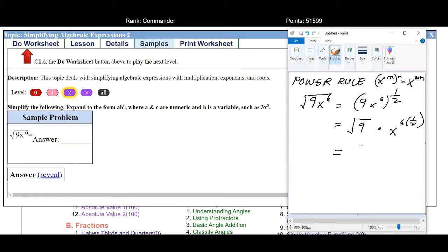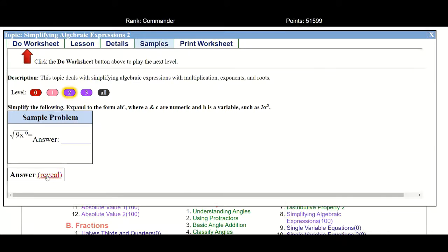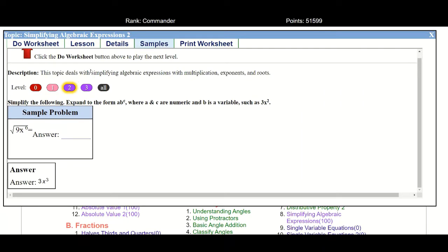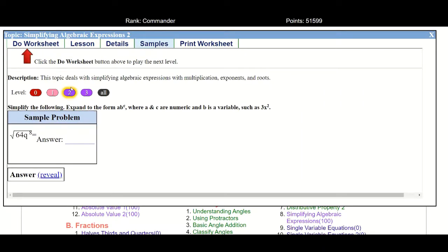Ang 9 is the result of 3 times 3. So, kaya 3 siya dito. Then, kopya si x. Then, 6 times 1 half. Half of 6, diba? This is 3. Nagkataon po magkagaya yung numerical at exponent ulit, pero hindi naman laging ganon. So, 3x cubed.